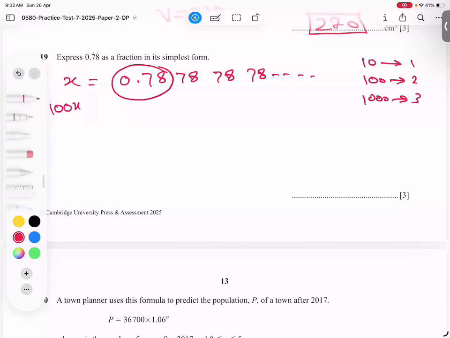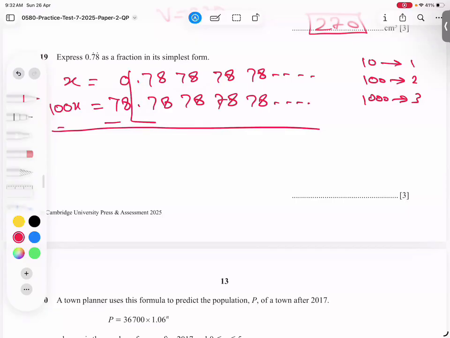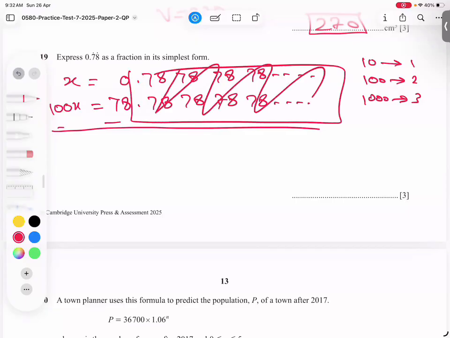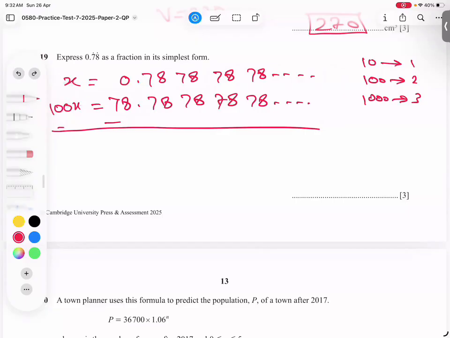When 100 multiplies here, the decimal will shift 2 places to the right. So 78 will come before the decimal, and this 78 will come in this place. It means 78.787878. If I subtract them, students, all these values are the same, so they will cancel out. Out of 100x, 1x is gone, so I got 99x. Out of 78.78, the decimals are gone, so 78. So 78 by 99, I think we can simplify easily. 3 times 2 is 6, 3 times 3 is 9, and that's it. We got 26 over 33.